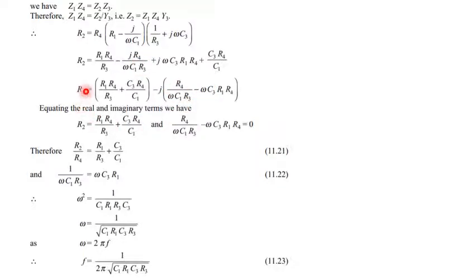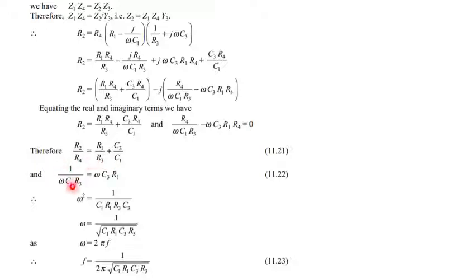Then you have to equate the real and imaginary parts. On the left hand side you have R2, on the right hand side you have this, so this will be equated. On the left hand side there is no imaginary part, and on the right hand side you have this, so this is equated to 0. If you simplify for the real part, you will get R2 by R4 is equal to R1 by R3 plus C3 by C1. This is the equation for balance.